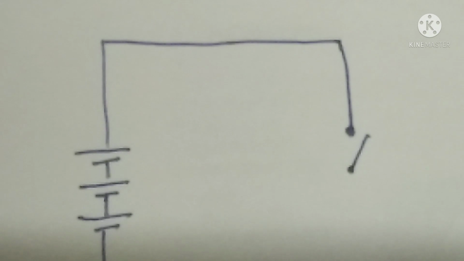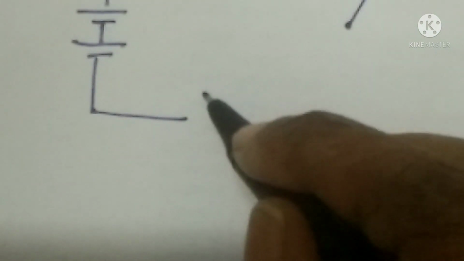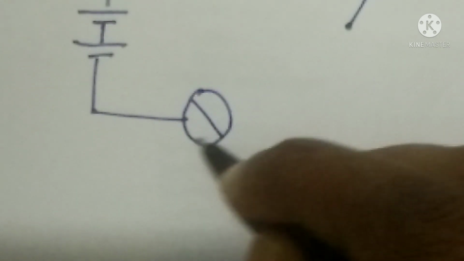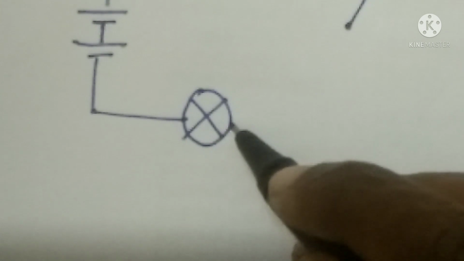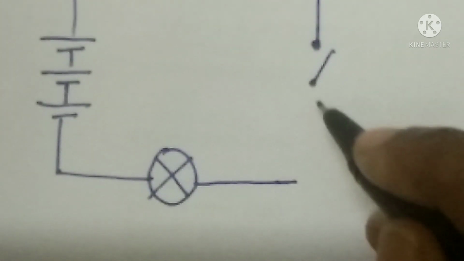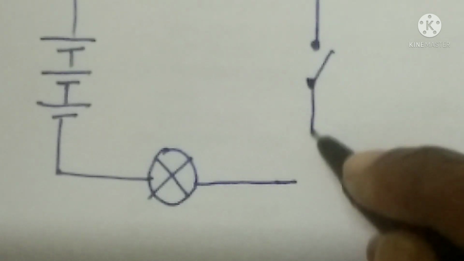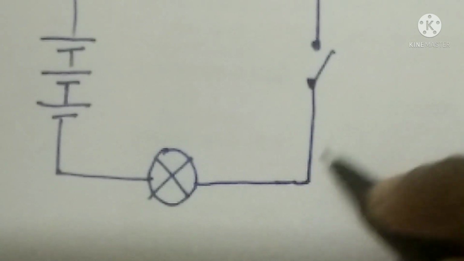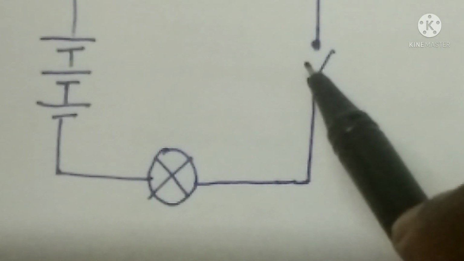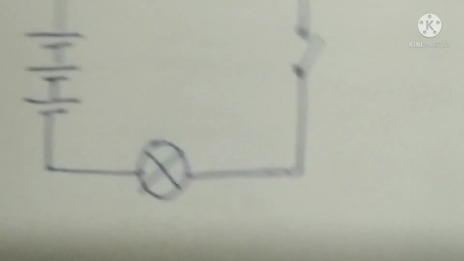And then that is connected to a bulb. So how do you show a bulb? A bulb is shown by a circle with a cross. Again this will be connected to the switch. So this is off position, or it is an open circuit.